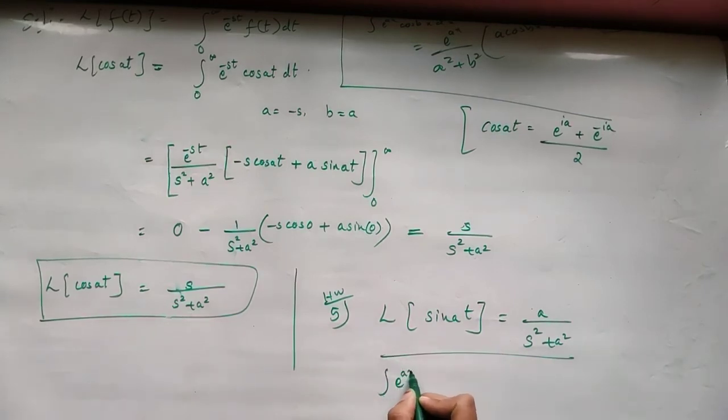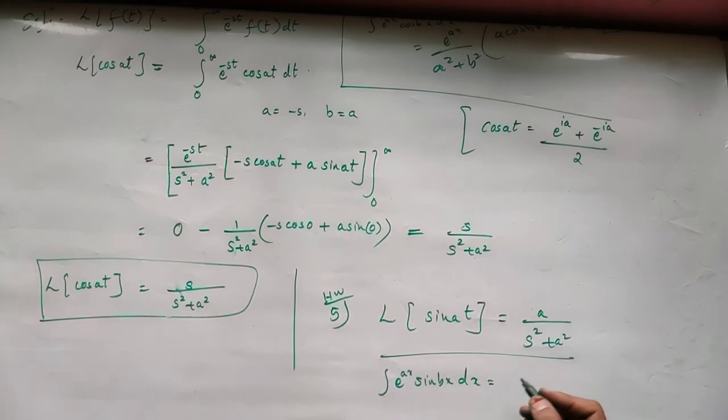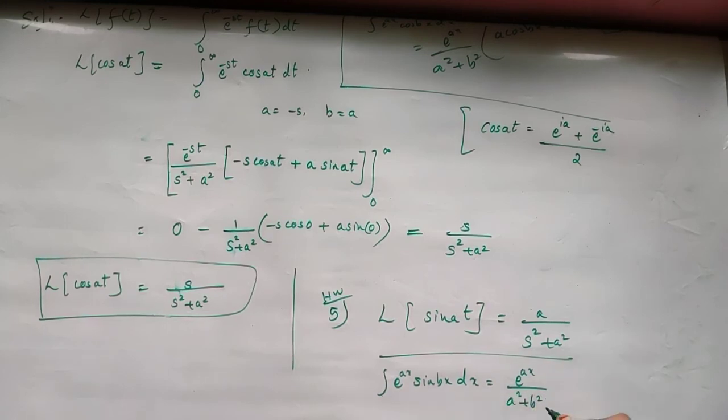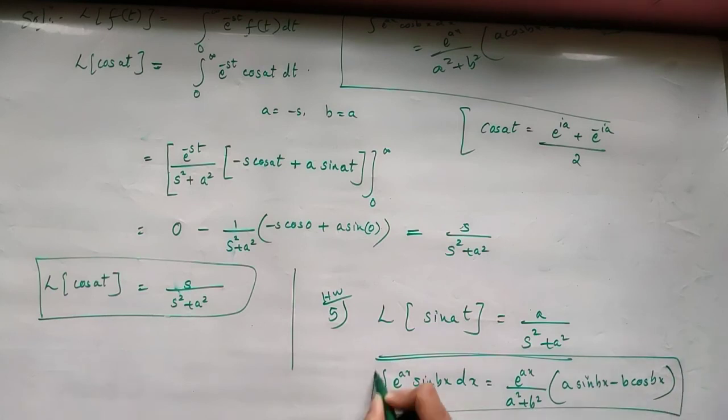Integration of e to power ax sin bx dx. I had given the formula in a previous session as well, though I don't remember. Just take this formula and work for it. It is e to power ax divided by a square plus b square, times a sin bx minus b cos bx. This is the formula to work for the Laplace transform of sin at. Use this formula and get it.